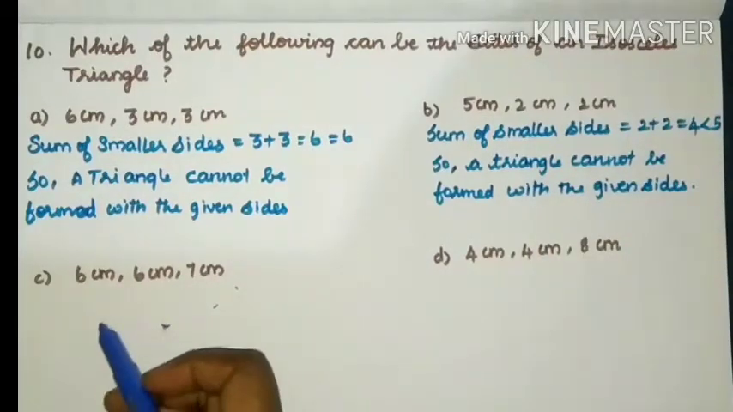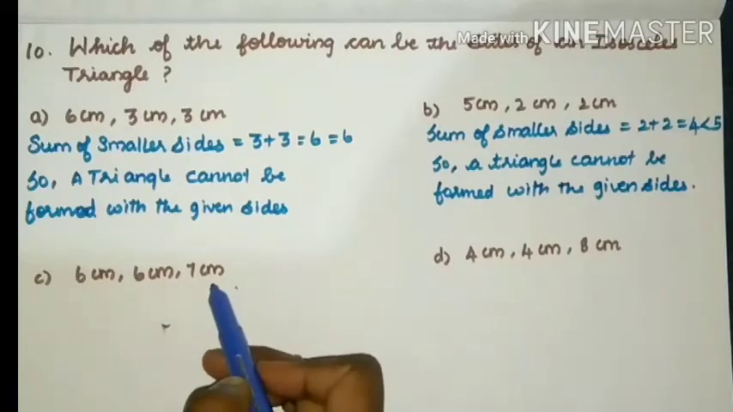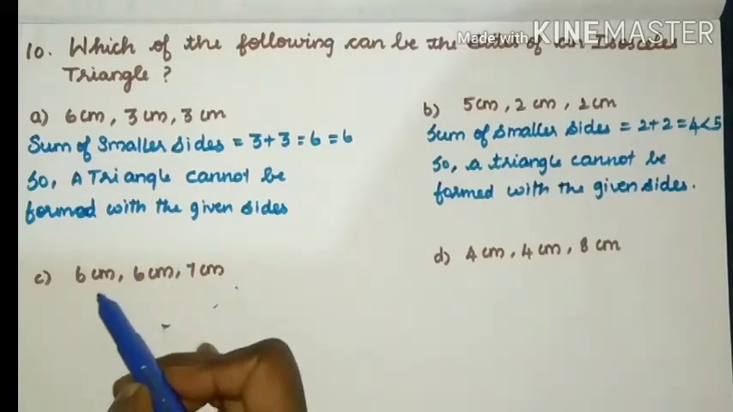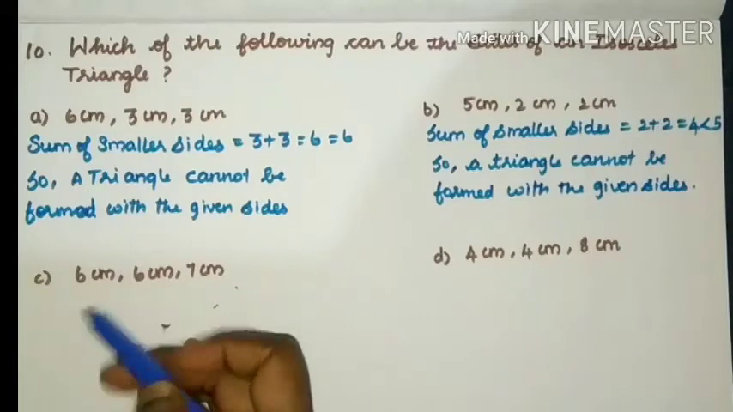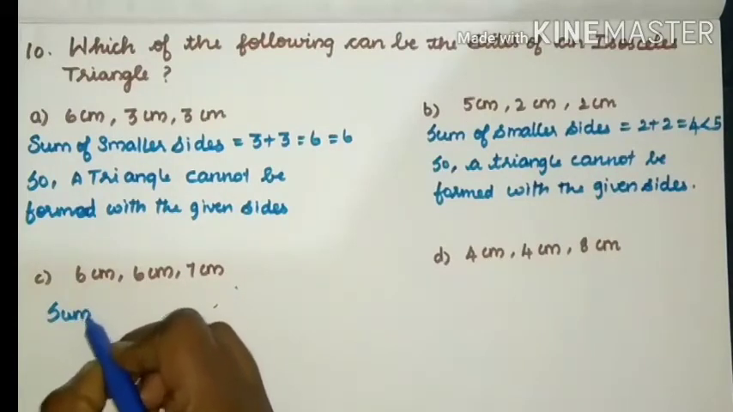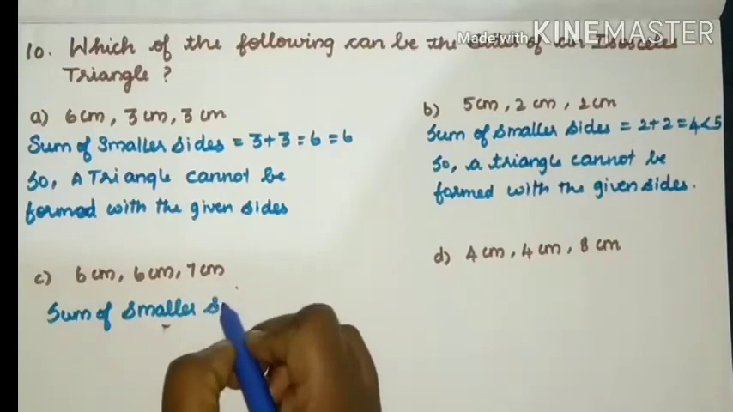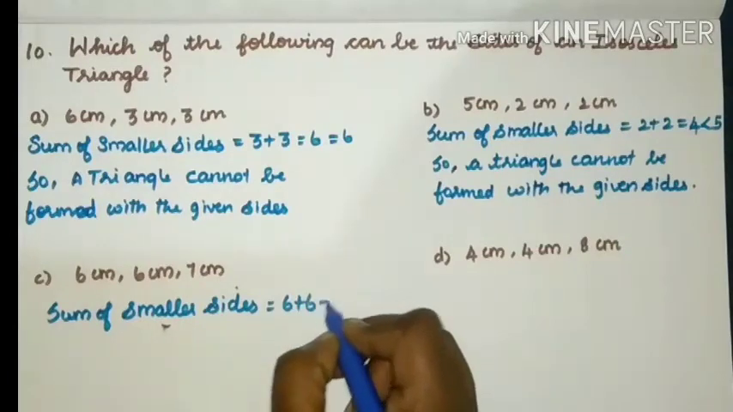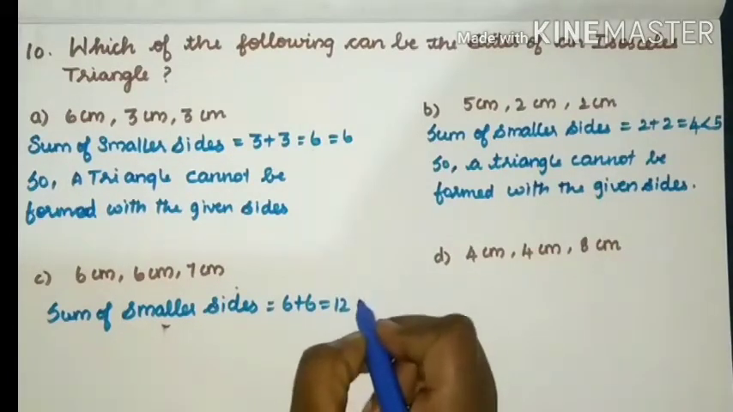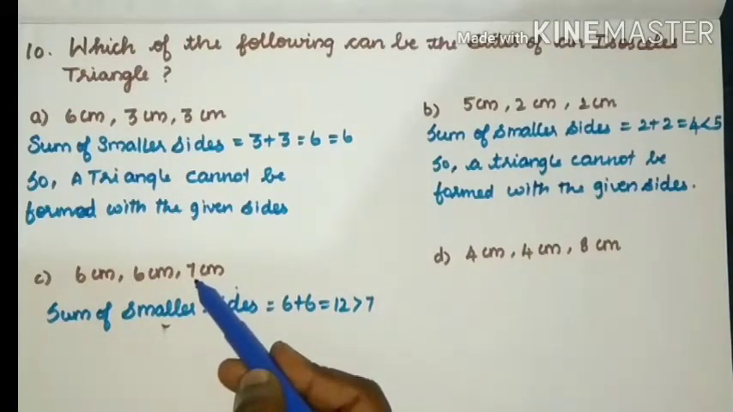Let's check the third one. The given sides of the triangle are 6 centimeter, 6 centimeter and 7 centimeter. To check whether it forms a triangle or not, what do we have to do? Yes, first we have to find the sum of the smaller sides. The sum of the smaller sides is 6 plus 6, that is 12. It is greater than the third side. Here the third side is 7 centimeter.